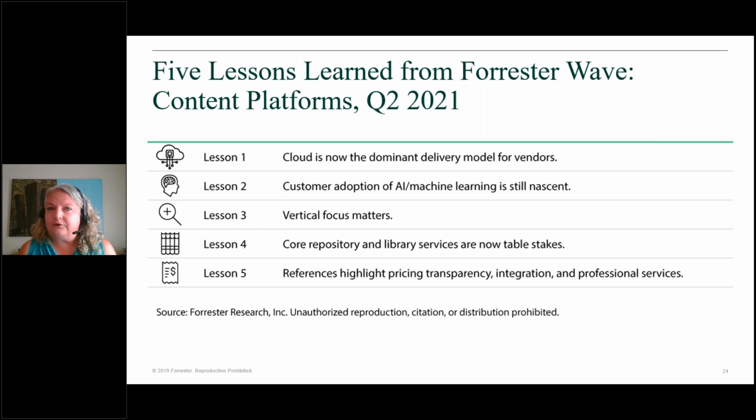Lesson 3, verticals really matter. When we talk to the vendors and when you start looking at your own modernization efforts, really understand where that particular vendor and their partners and their services teams have strength in the verticals that are most important to you. If you're in public sector, banking, insurance, retail, where do they have a track record? That's increasingly important.